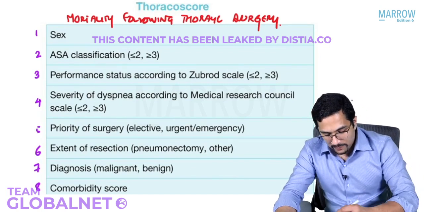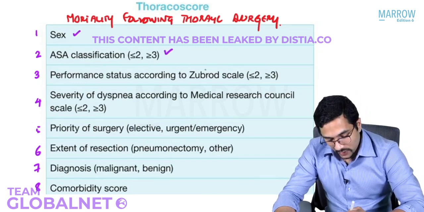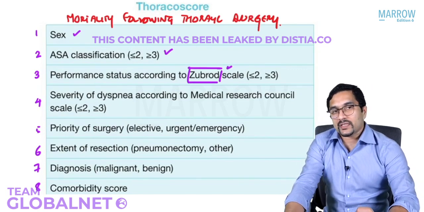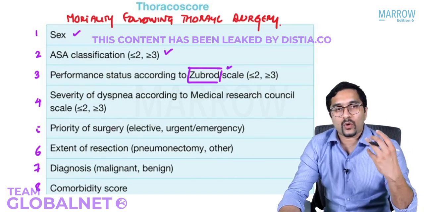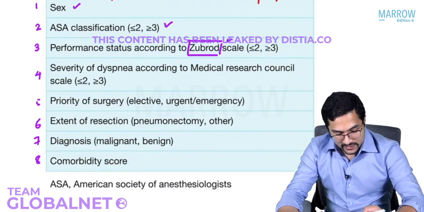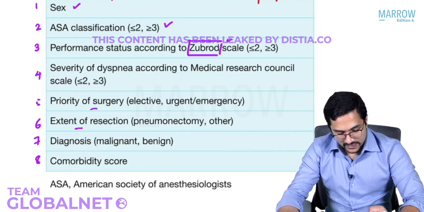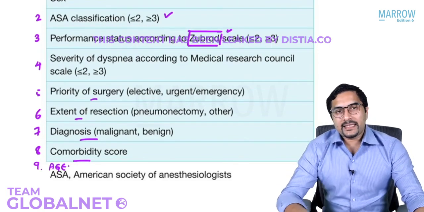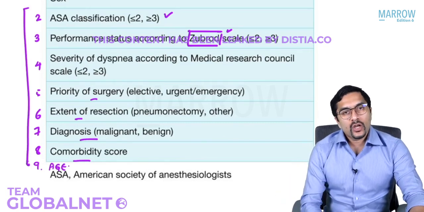So it takes into account 9 parameters: the sex, ASA grade, the performance status according to the Zubrod scale. If you remember in the clinical case discussions which I've covered, I've spoken about Karnofsky score and ECOG score also in performance status. Here the Zubrod score is being considered. Severe dyspnea, priority of surgery, extent of resection, diagnosis, and the comorbidity score. And the 9th parameter is age. So these are the parameters which are included in the thoracoscore which you should know about.